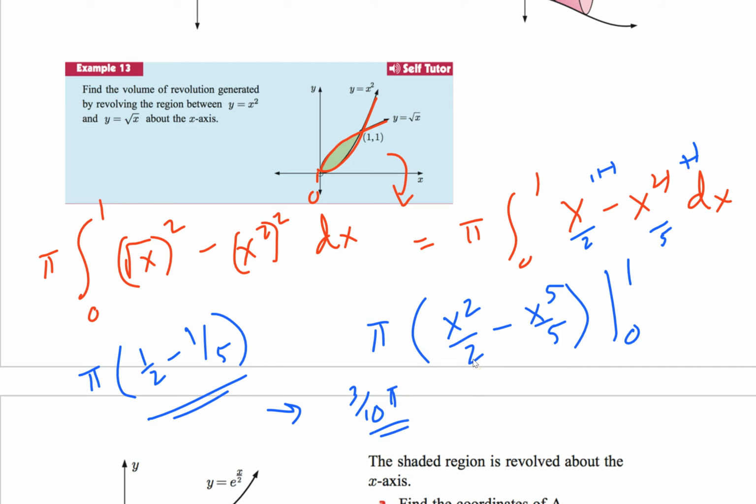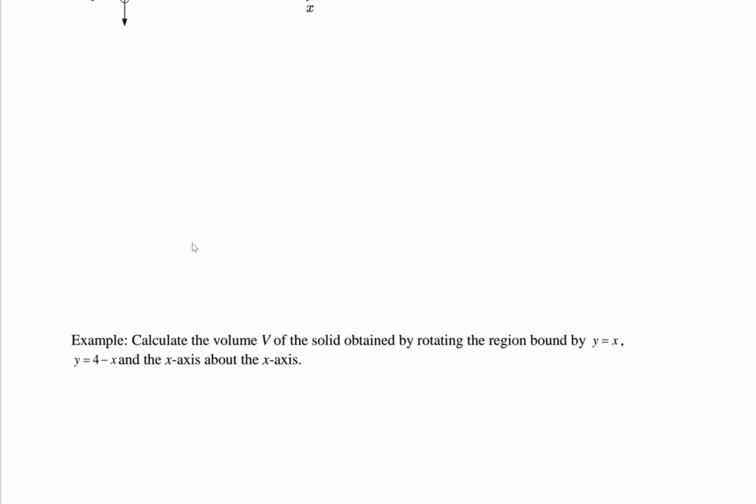I care more about the idea. The rest of it's just arithmetic, right? The idea is top minus bottom, just like you do area. Top equation minus bottom equation, but then apply the volume idea to it. Square it and then times it by pi. So let's do one more or two more.